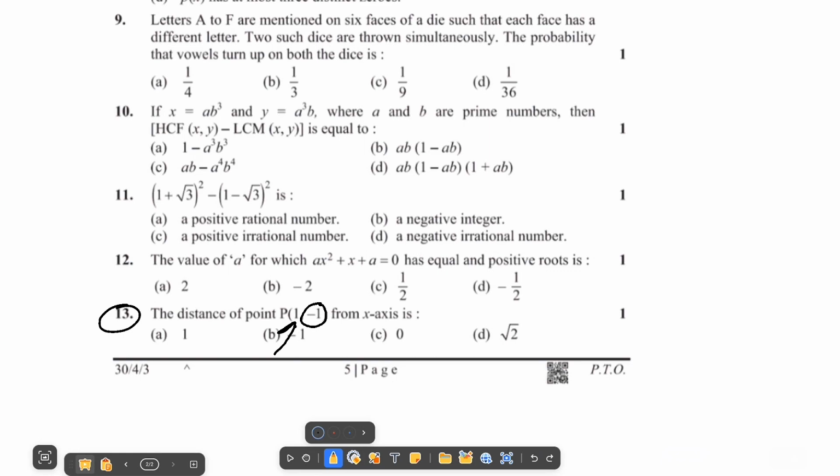So it is 1 unit distance from the x-axis, below the x-axis. This minus indicates that it is below the x-axis. Therefore the distance of this point from the x-axis is 1 unit below the x-axis, not minus 1 distance. Distance will not be negative, right? So the point is 1 unit below the x-axis, so it is 1 unit distance from the x-axis.